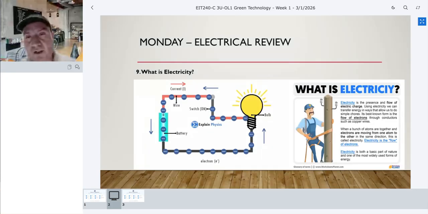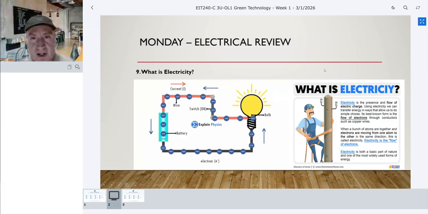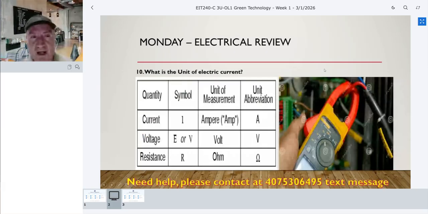And this is according to the composition of the atoms. Okay, number 9, ready? Number 10, what is the unit of electrical current? Don't forget, guys, to review the units, the quantity or the variable, the symbol that you use, the measurement and the abbreviation. Let's review this one quickly.